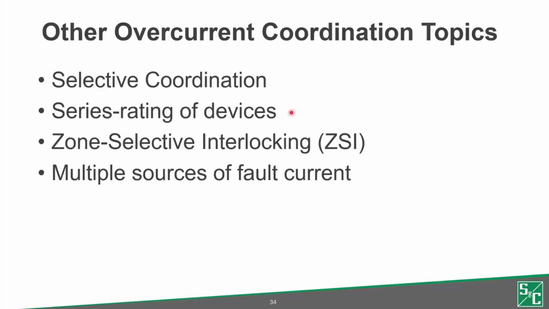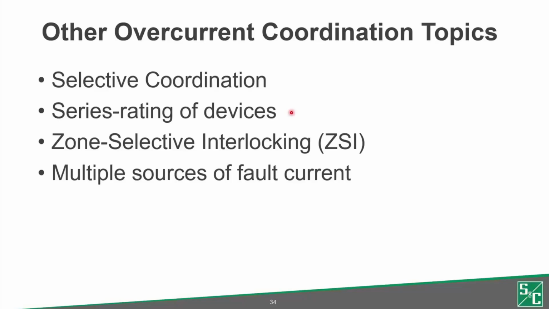Zone selective interlocking allows fast protection of buses and coordination of circuit breakers, using communications to stop different curves from acting faster. It allows for protection of the bus if the fault is actually on that bus and not outside down a feeder.